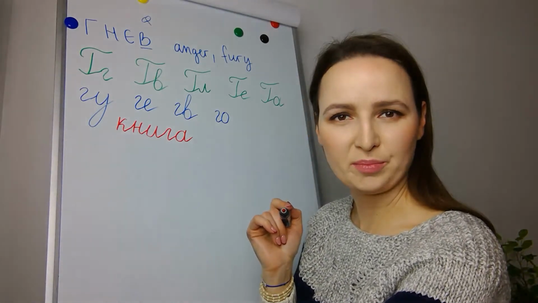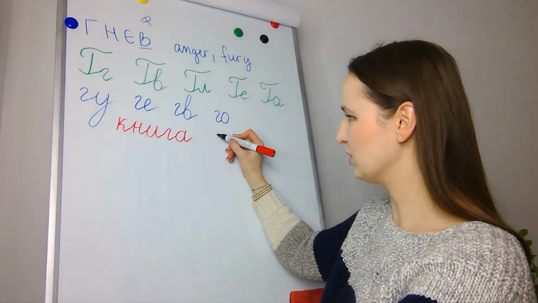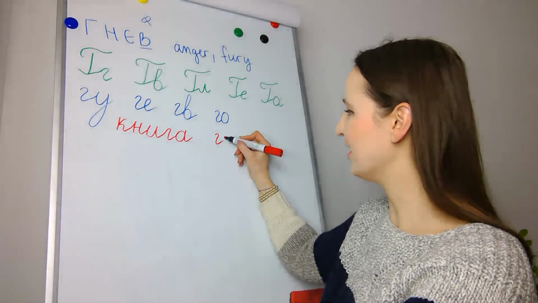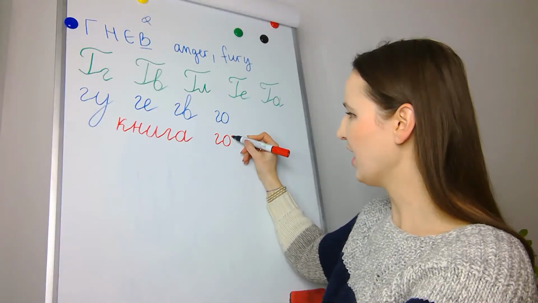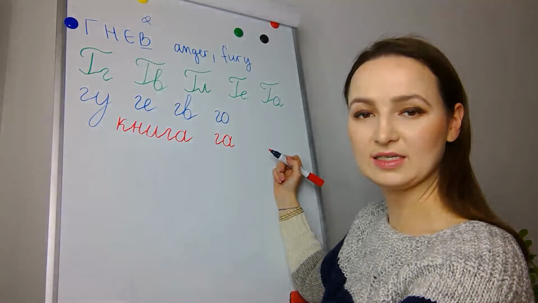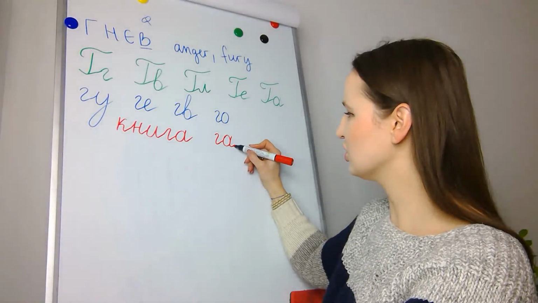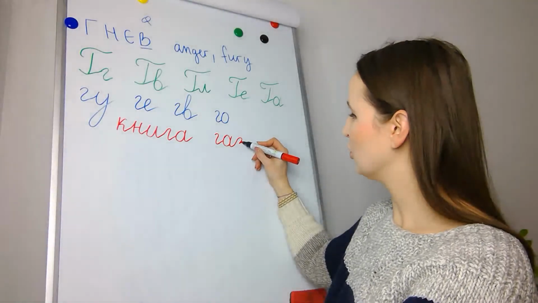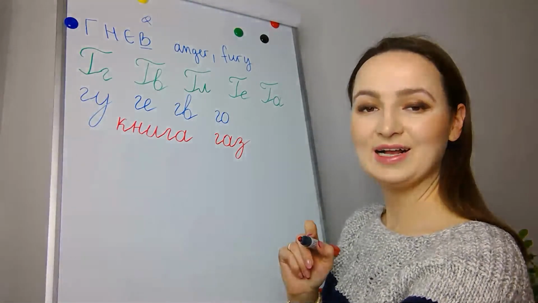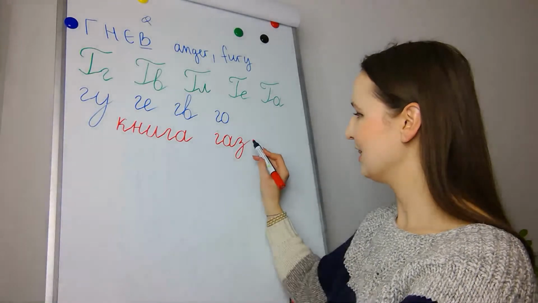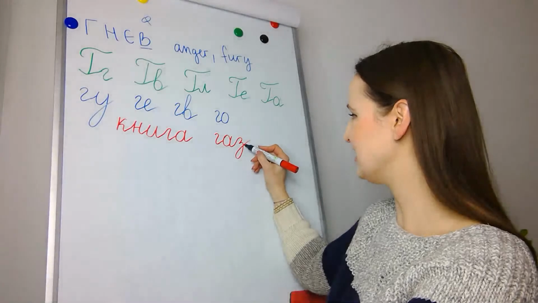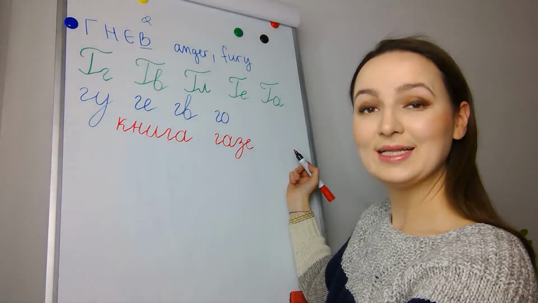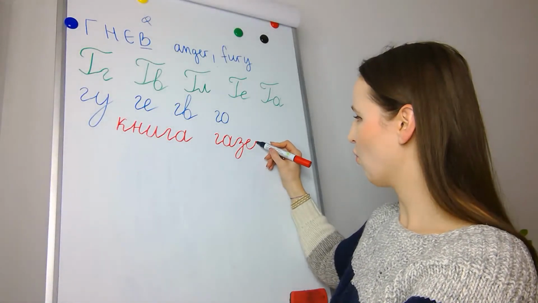And let's write one more word. Газета. A newspaper. Газета. We will start with G. Ga. Write O and add a hand. Ga. Like this. Z. 1, 2. Gaz. Let's connect Z with E. Gaze.